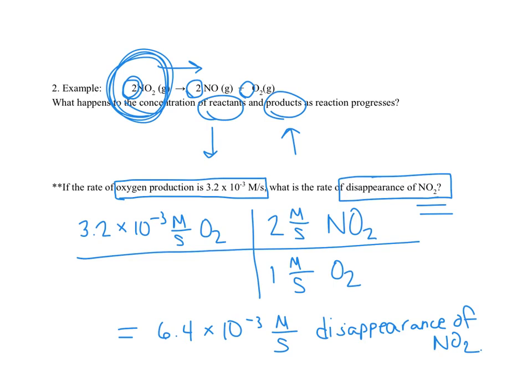So reactants disappear and products are produced. And so we talk about the rate of appearance or the rate of production for our products. We talk about rate of disappearance, which is basically how fast it's getting used up. You're getting a molarity change of 6.4 times 10 to the negative third moles per liter per second of nitrogen dioxide.